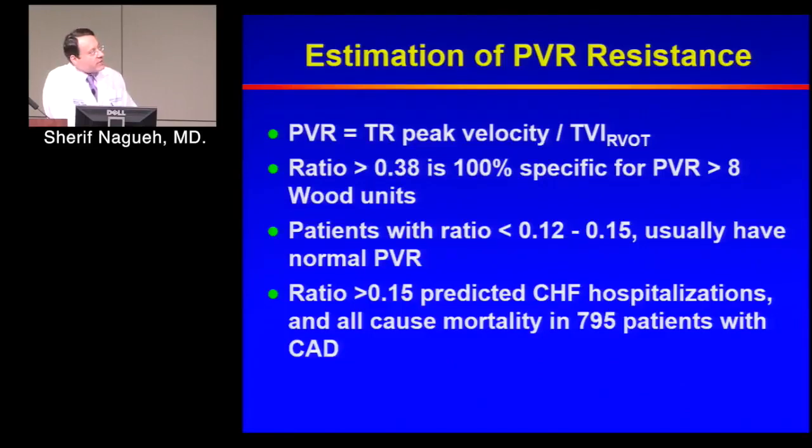If you look at values in the 0.12 to 0.15 range, these patients usually have a normal pulmonary vascular resistance. Again, these values assume that I have good signals here and I made correct measurements. In between, it's problematic with a lot of overlap. One study looked at this ratio in predicting hospitalizations due to heart failure and all-cause mortality, called the Heart and Soul study from the VA at San Francisco. A decent sample size, 795 patients with coronary disease, and that was an important independent predictor of these hard endpoints.